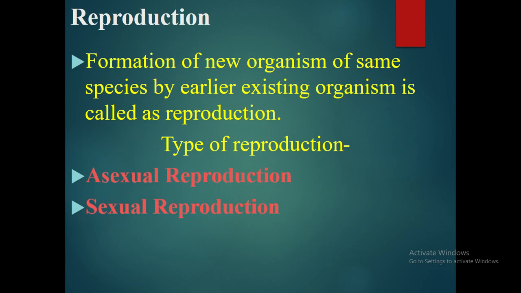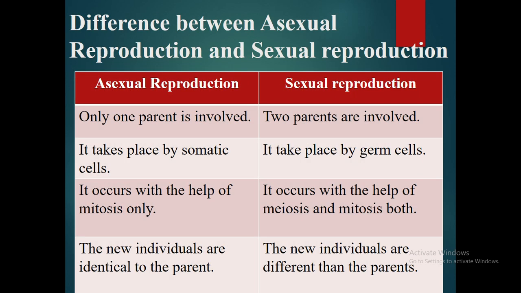Now we will discuss reproduction. First we will see the definition of reproduction. It is the formation of a new organism of the same species by an earlier existing organism. It is called reproduction. Now there are two types of reproduction, asexual reproduction and sexual reproduction. The differences between them are given here.